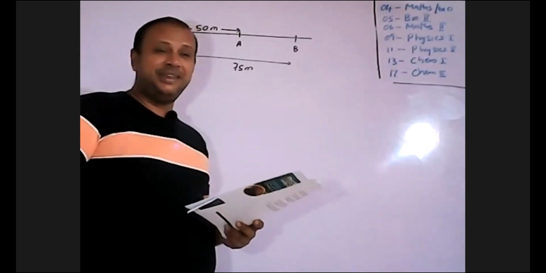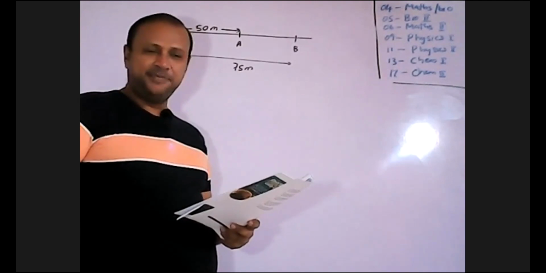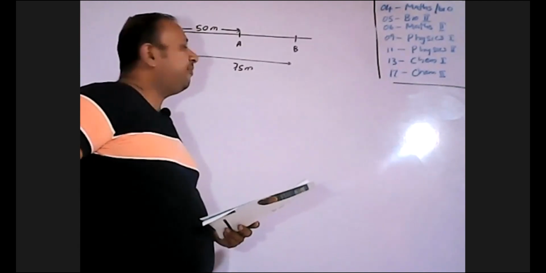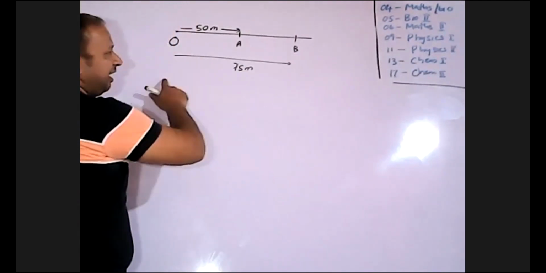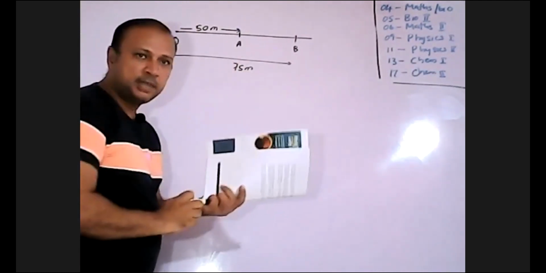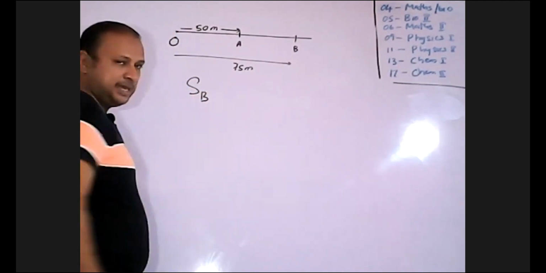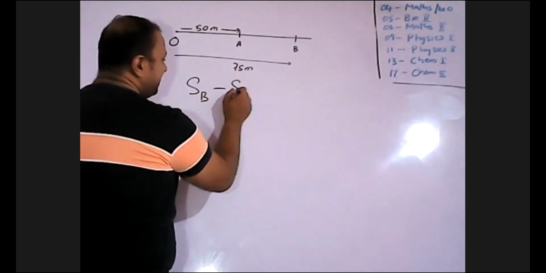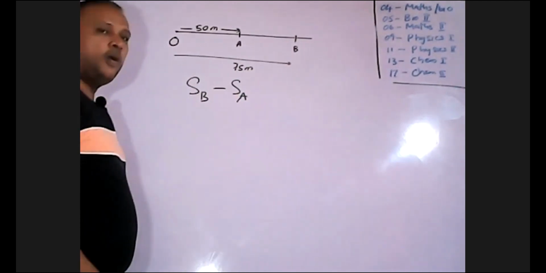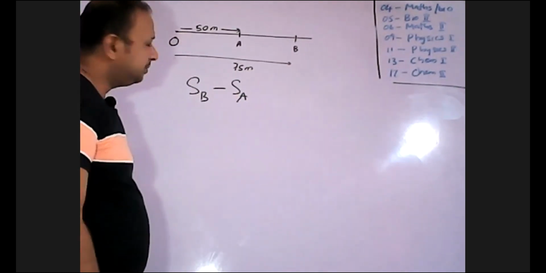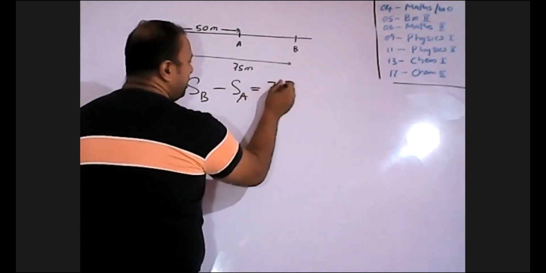It depends on SA minus SB or SB minus SA. If you subtract SB minus SA, then it is towards the... because suppose displacement of B is SB and displacement of A is SA. So you have to find SB minus SA or SA minus SB. Either way, that means 75.